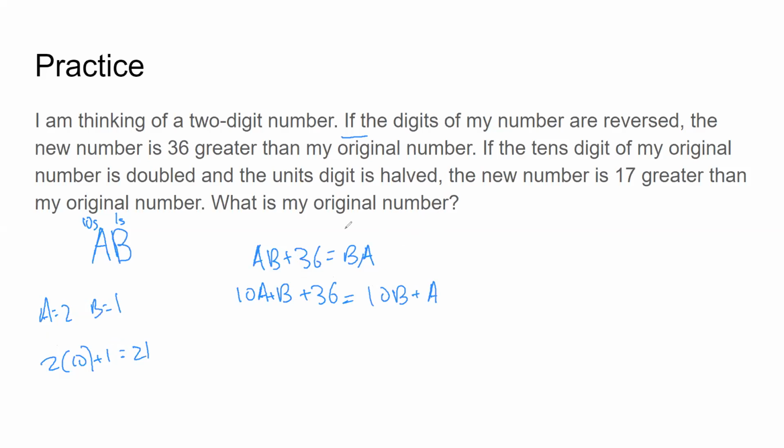So does this make sense to everyone then? Yes. Okay, so this is our first equation. And then our second equation: if the tens digit of our original number is doubled and the units digit is half, the new number is 17 greater than my original number. So what is our equation for the second statement?